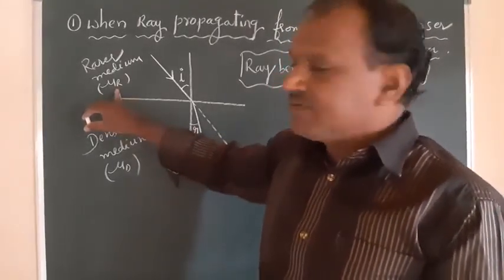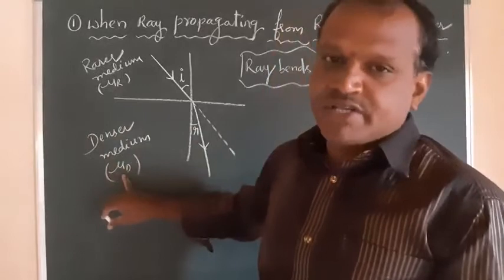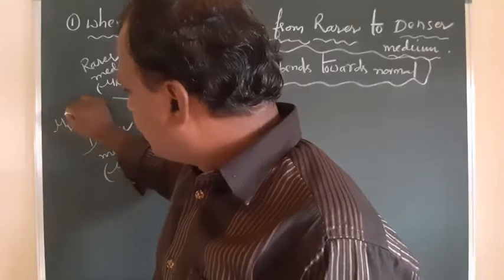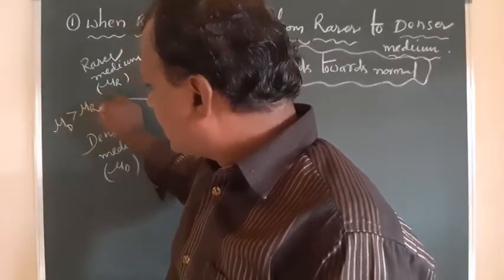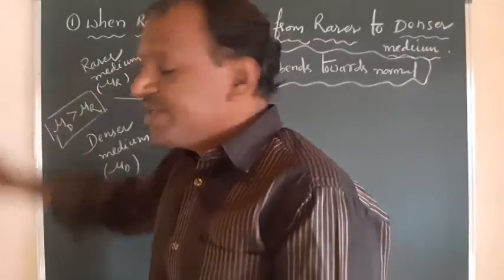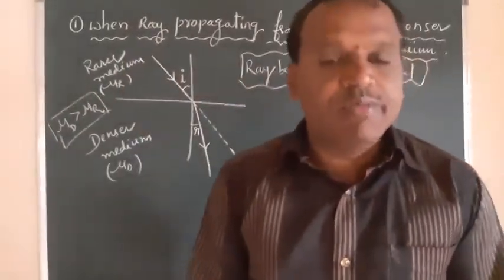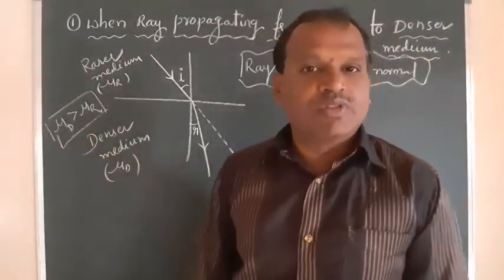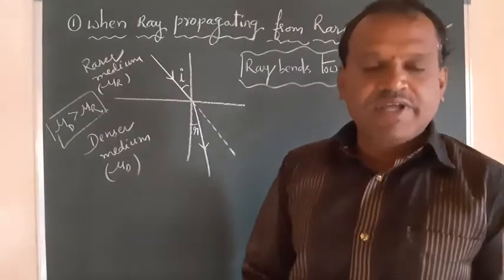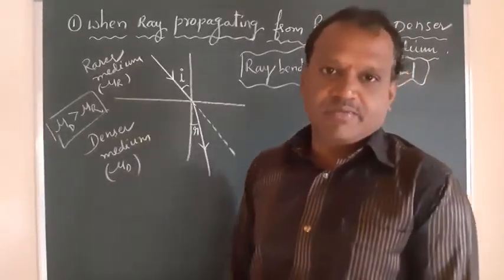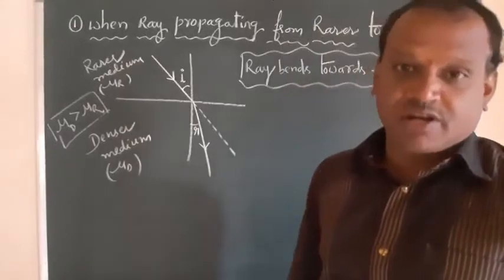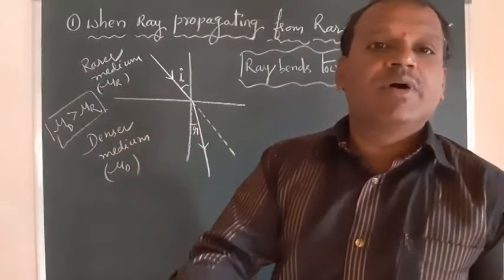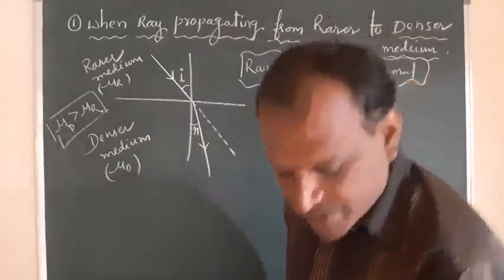And the refractive index of the rarer medium is mu r, the refractive index of the denser medium is mu d. So always remember the refractive index of the denser medium is greater than the refractive index of the rarer medium. So you can easily identify which medium is rarer and which is denser based on their refractive index. If the refractive index is more, that medium is called a denser medium. If the refractive index is less, it is the rarer medium. So that is the observation to identify whether the given medium is denser or rarer.